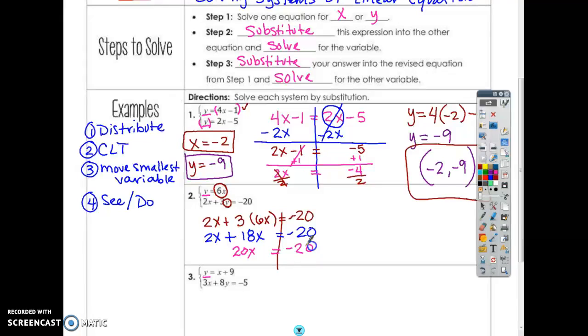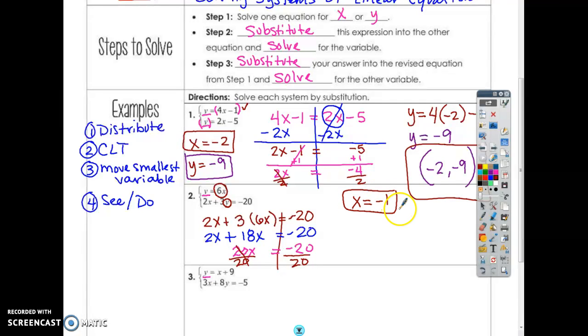equals negative 20. Okay? I don't have to move the smallest variable because there's only one variable, but I do have to do the opposite. What do you see happening with the x? Multiplying. So what am I going to do? Divide. So I'm going to divide both sides by 20, and that's going to give me my x. No, not x equals 1. What's negative 20 divided by 20? Negative 1. X equals negative 1.